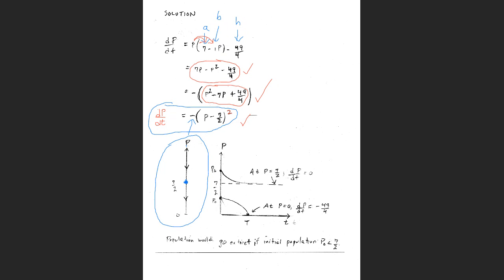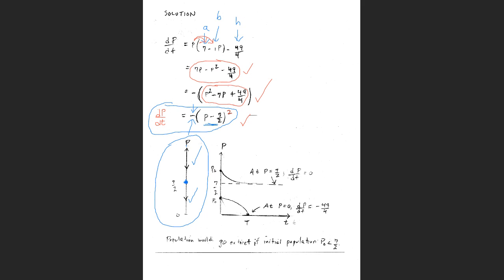Because we have this minus in front of P minus 7/2 squared, that quantity squared is always positive, but the minus in front means solutions will be decreasing if your initial population is greater than 7/2, and also if your initial population is less than 7/2. And 7/2, you could say maybe 7/2 thousand, which would be 3,500.